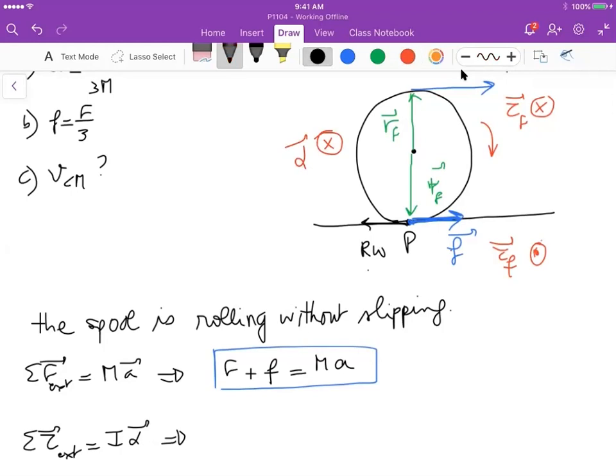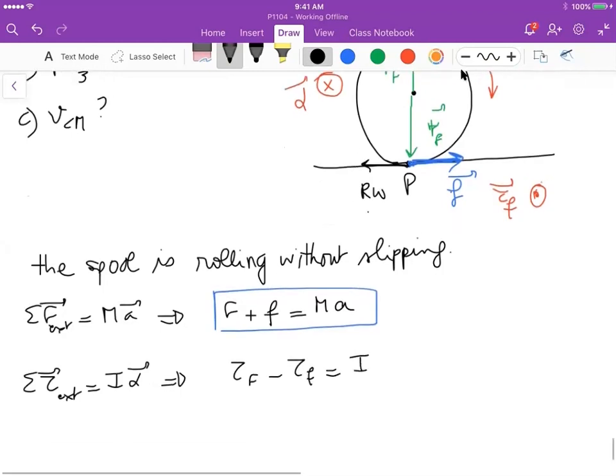So we end up with plus tau f minus tau of the friction is equal to plus I alpha. If we replace each tau by its value, we get fr minus fr is equal to I times alpha. So this is the second equation coming from Newton's second law for rotational motion.